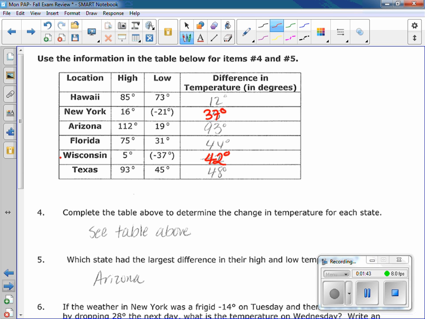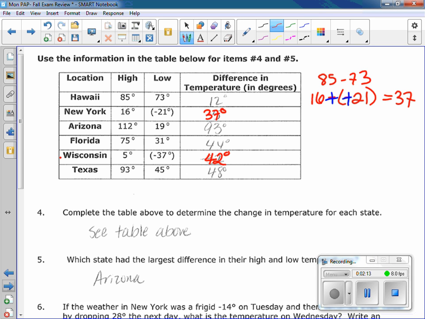On the next one, remember that when you're asked to find the difference between two temperatures, that's always high minus low. So in this case, you would have done 85 minus 73. But in this case, you would have done 16 minus a negative 21, which when you add the opposite gives you 37. Are there any questions about the rest of the table?